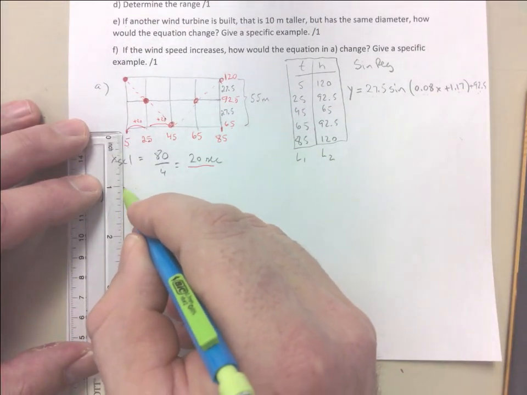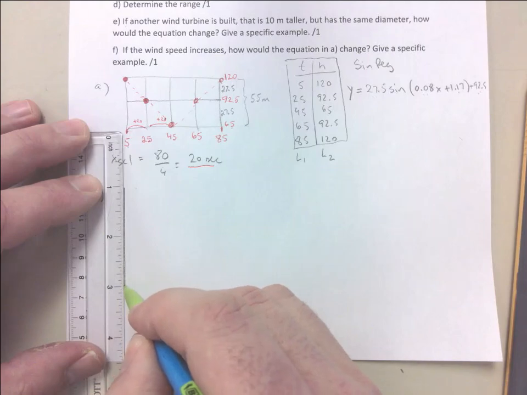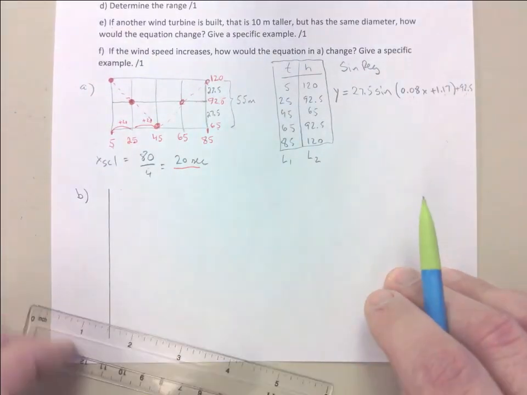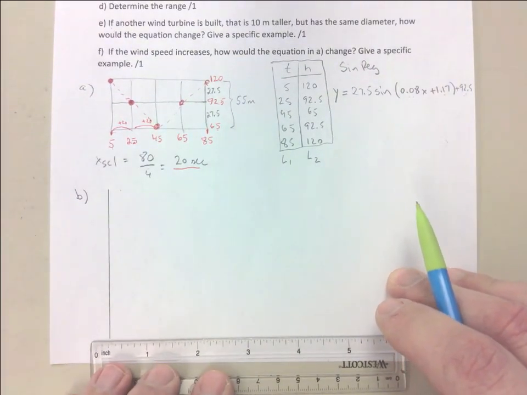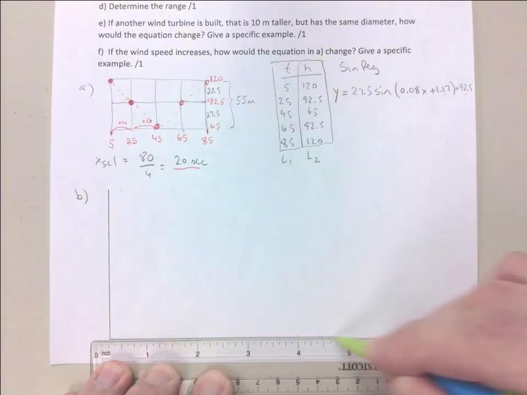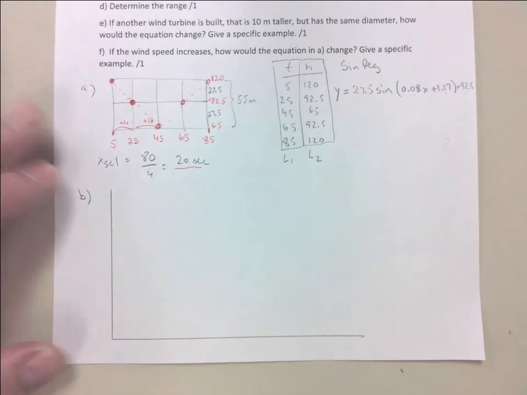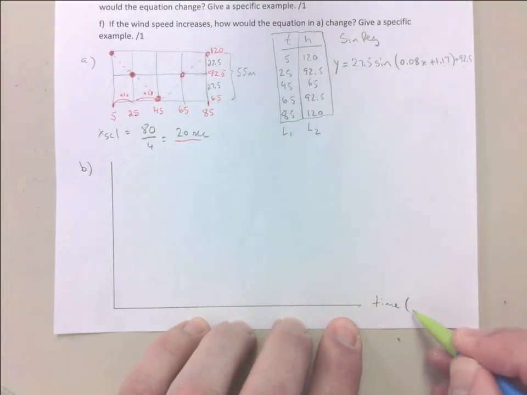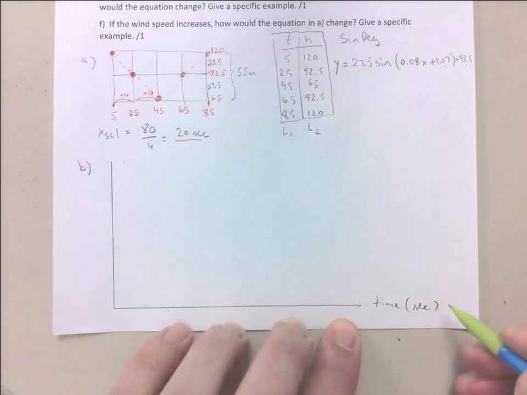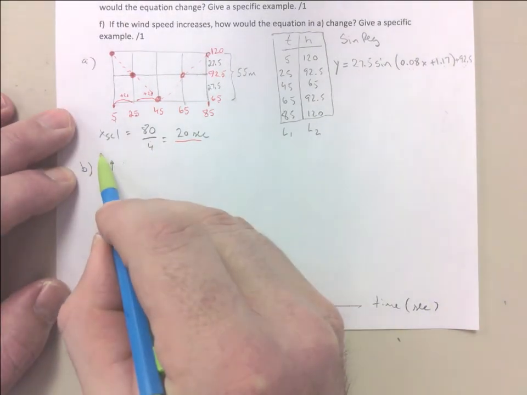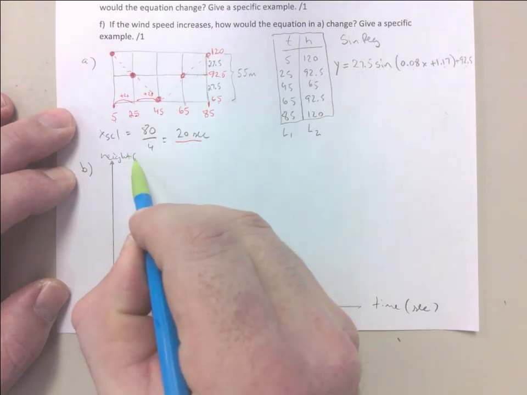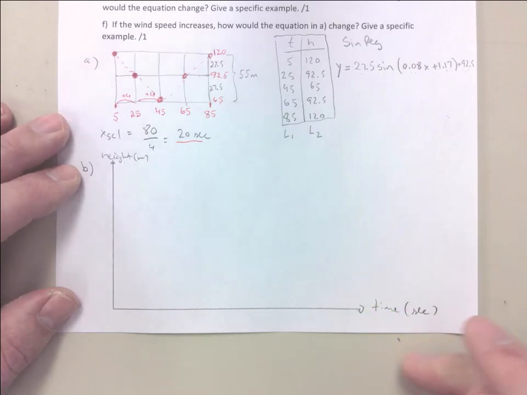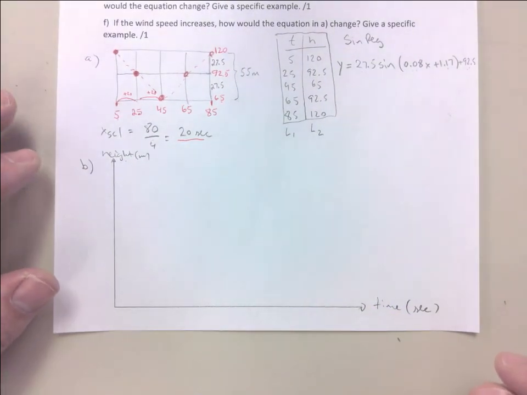So I'm going to go y-axis and x-axis. I don't have to worry about the negatives. And I'm going to call this time in seconds, and I'm going to call this height in meters. So go ahead and do this because it's important to know how to graph this with or without a grid provided.